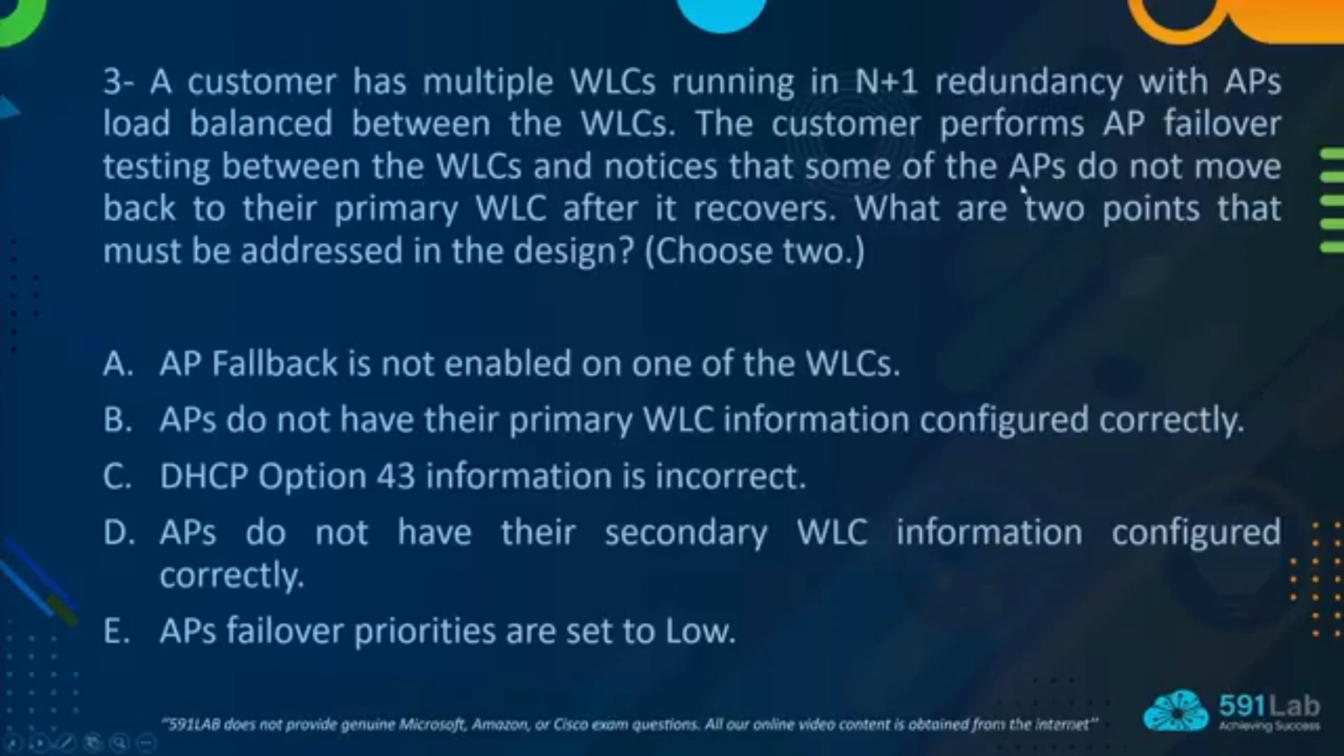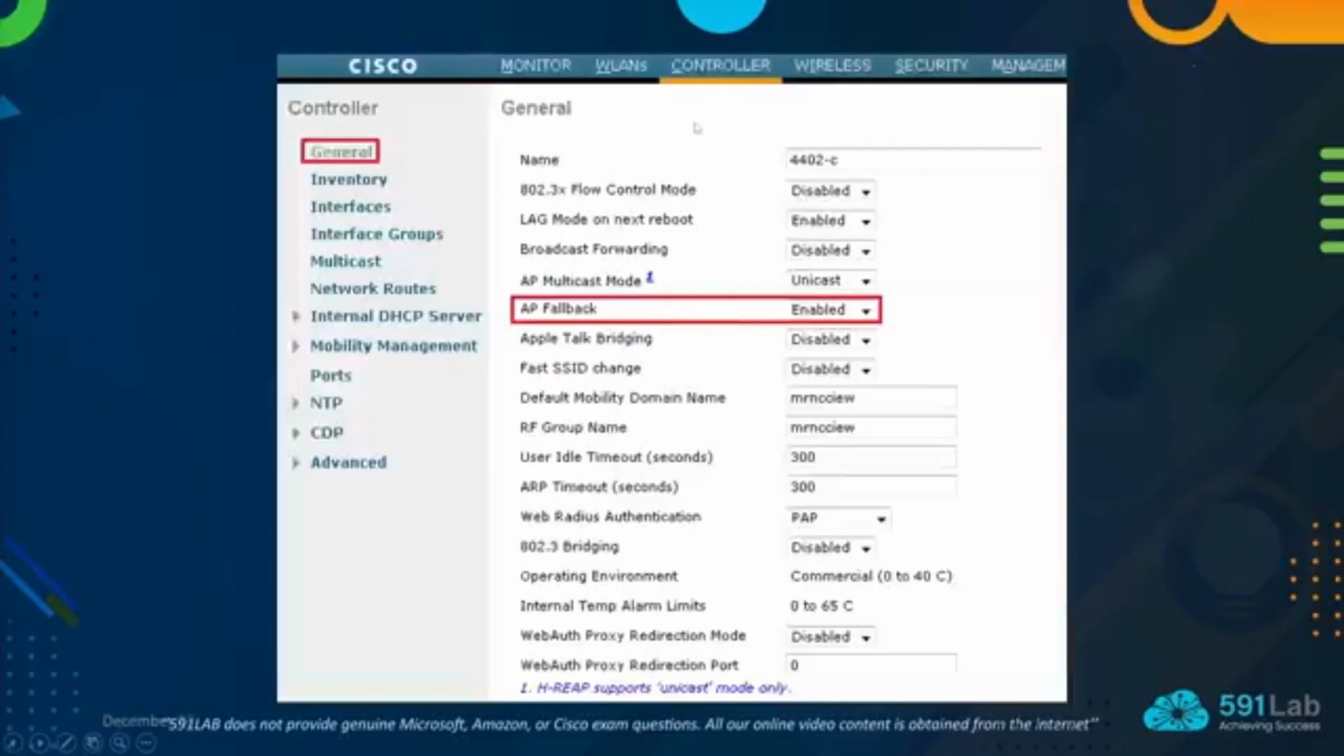So when I think about APs not going back to the primary controller, I think definitely of 2 options. The first one, if we open the controller general tab, we have an option that says AP fallback, and we have 2 options for this one: whether it's enabled or disabled. If this option is disabled, when an AP goes from one controller to another, it's not going to go back to the other one.